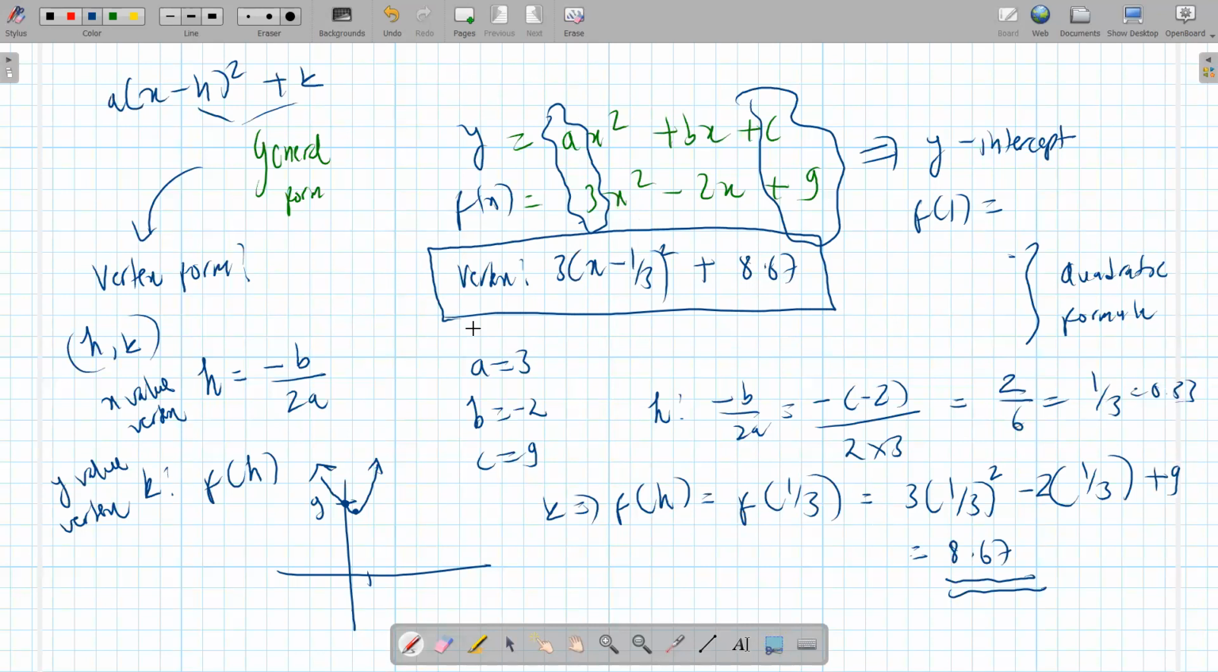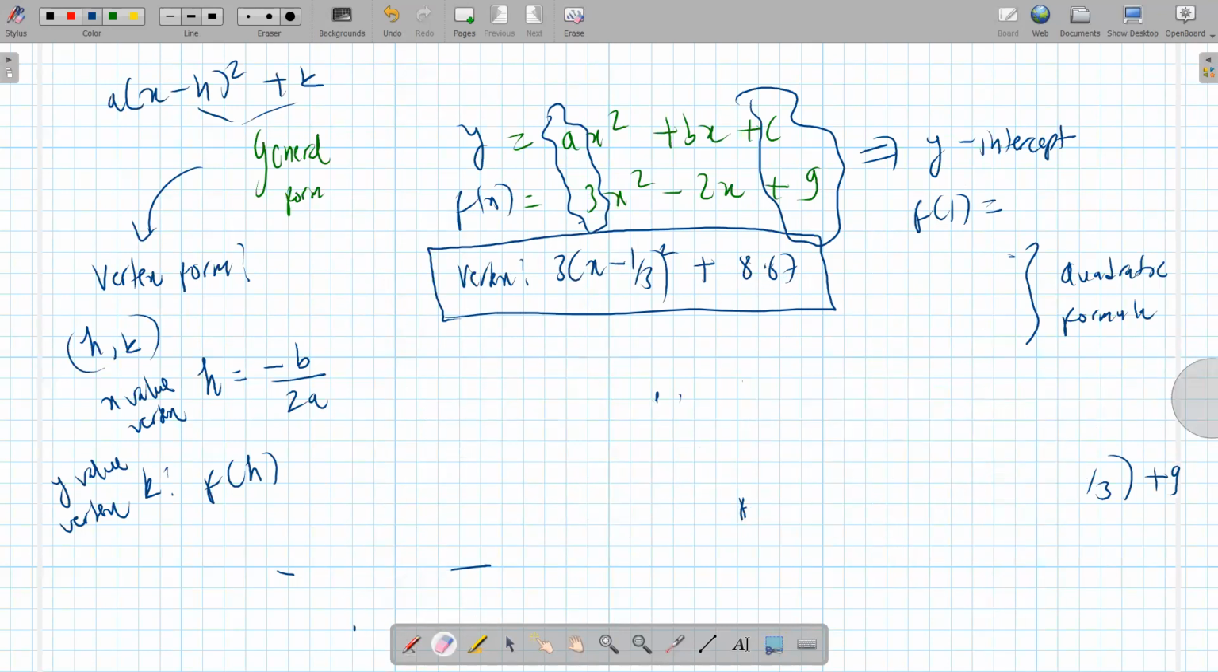And to go from the vertex form to the general form, you just FOIL it. You just expand it. So to go back to the general form from any form, you just open the brackets. When you want to open this bracket, what does it become? All right, let's do that. We should get the same thing as we had before.